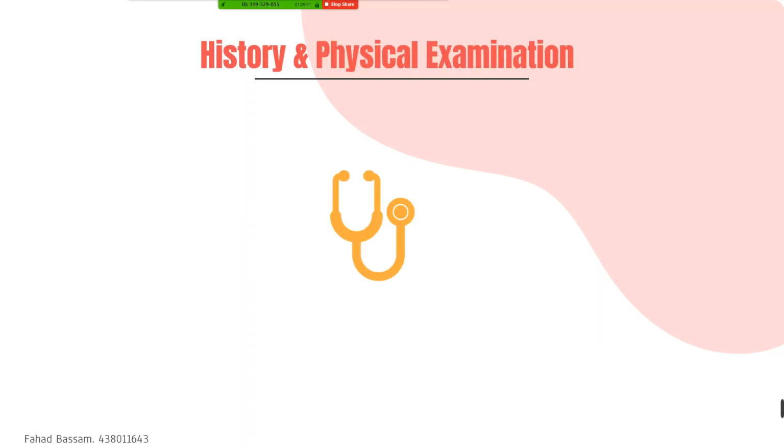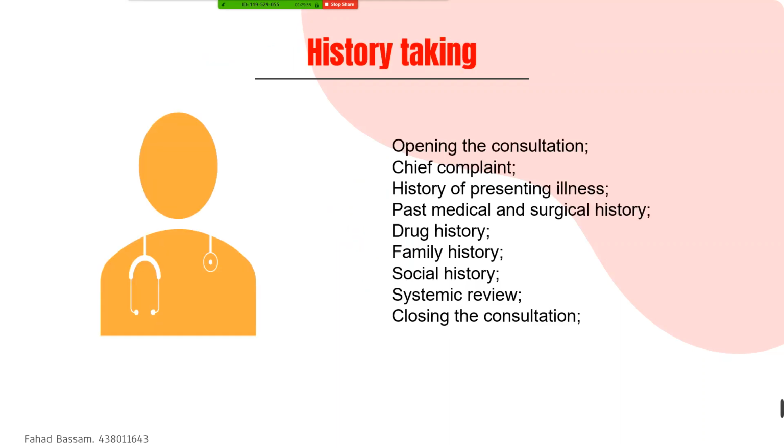Okay, now I'm going to speak about the history and physical examination of a patient with stroke. Just like any other neurological history taking, first of all, we're going to open the consultation. We're going to take the chief complaint, and we're going to discuss each and every one in the following slides: history of presenting illness, past medical history, drug history, family history, social history, systemic review, and then we're going to close the consultation.